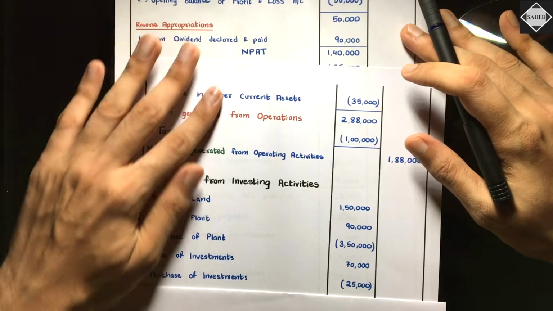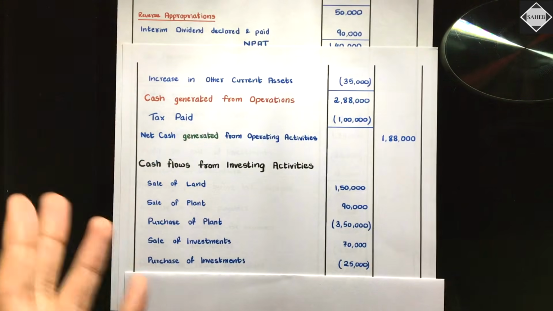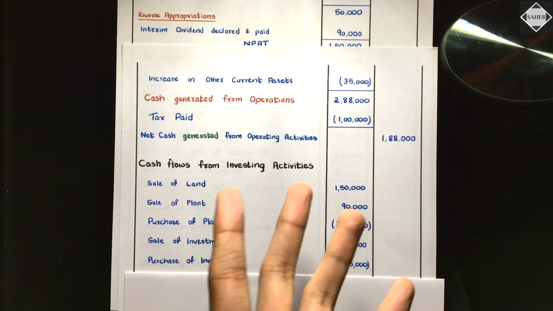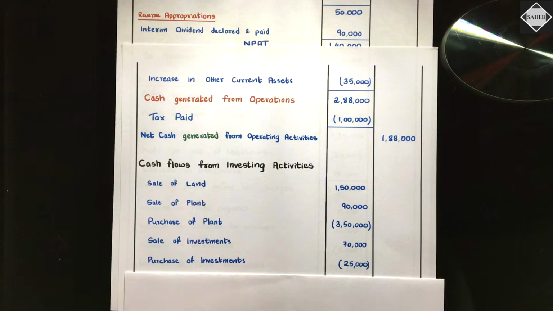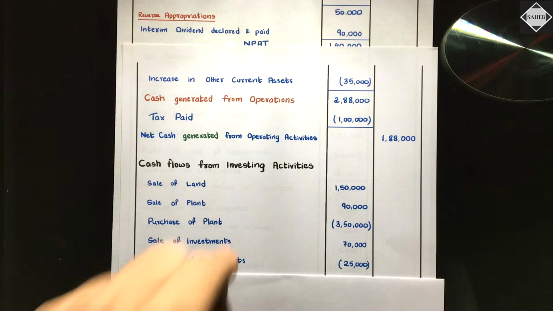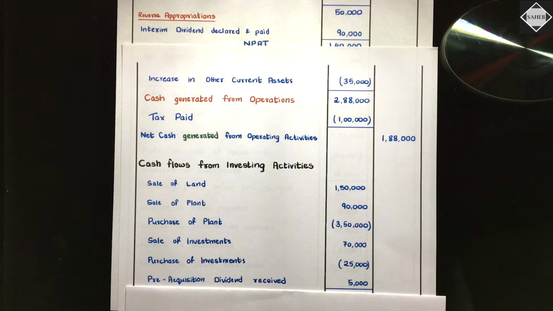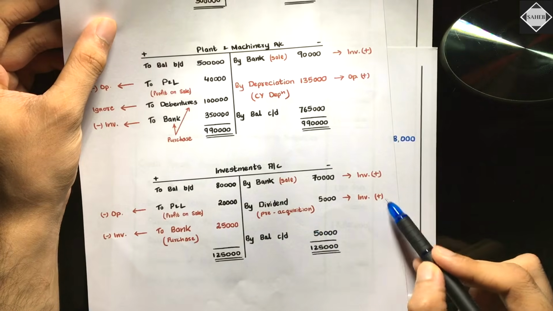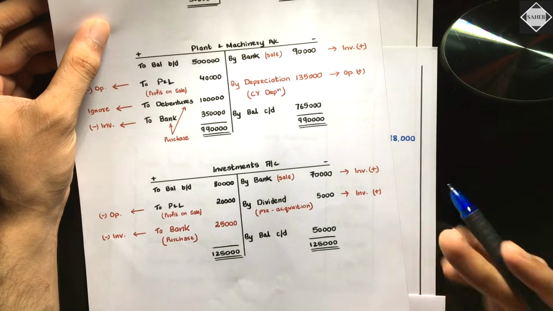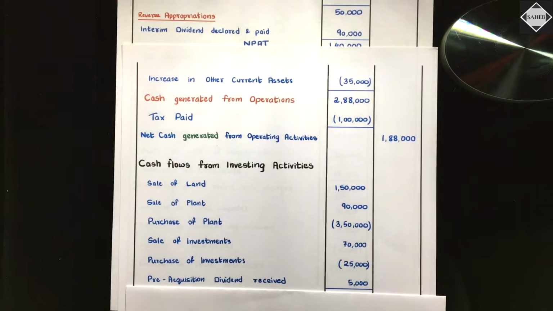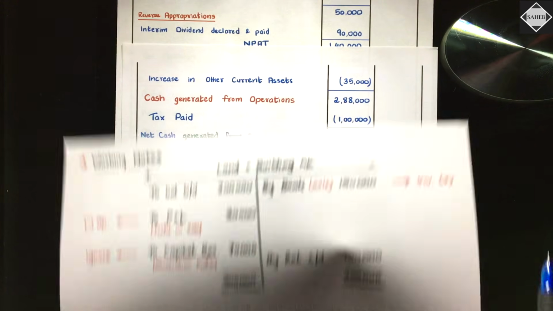Is it clear? And then we have received the dividend. It doesn't matter whether it's post-acquisition dividend or pre-acquisition dividend. We have received the dividend. That means we have got the cash. It will come under investing activities. Is it clear? So pre-acquisition dividend received plus 5,000. You have to add it in investing activity because it's an inflow. Yeah, you're getting the dividend because you invested. So you have to take it over here. Fine. Understood. And then is there anything else?